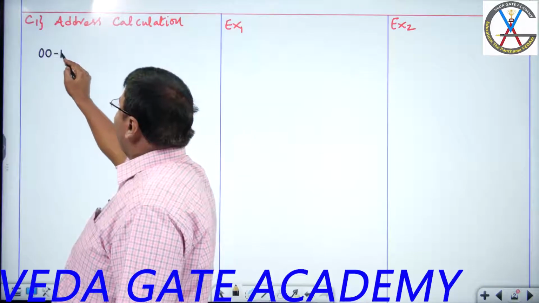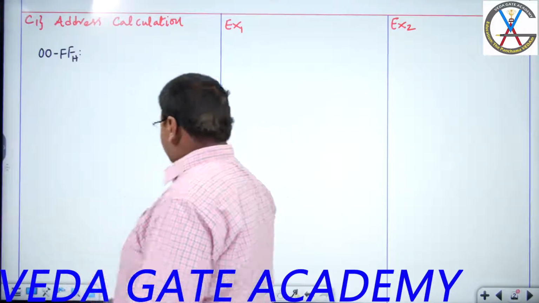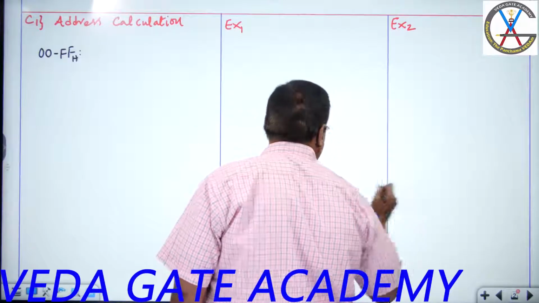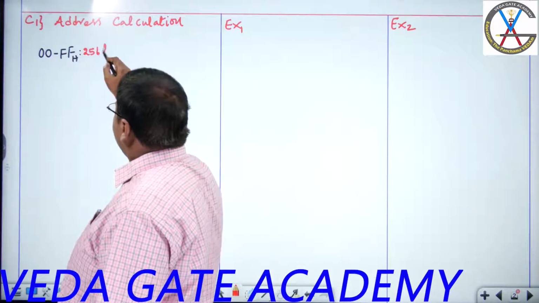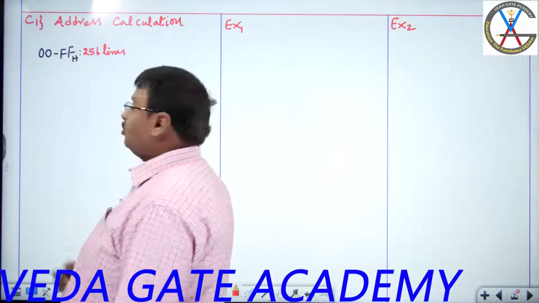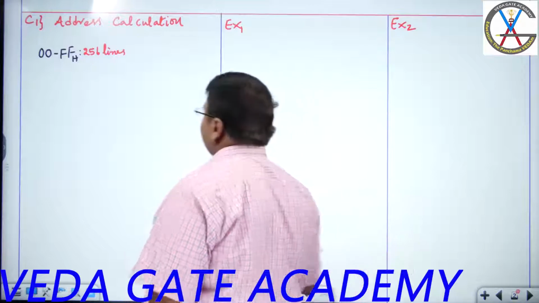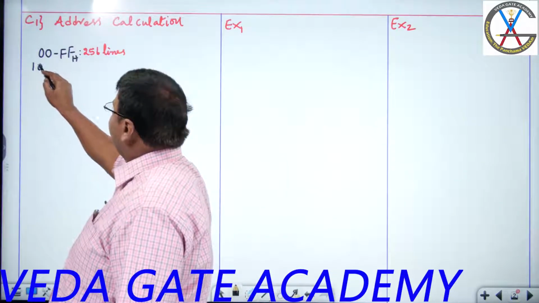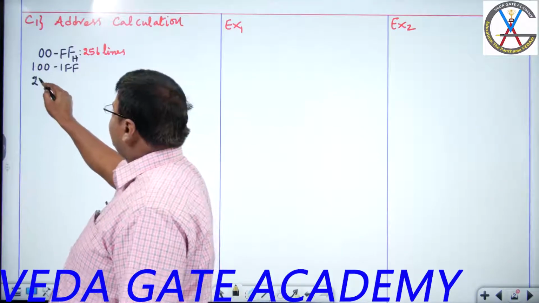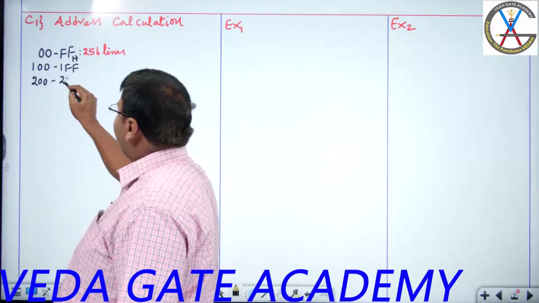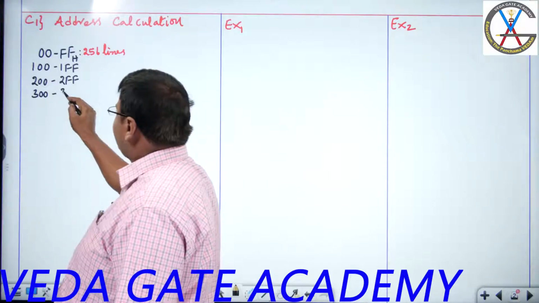00 to FF, hexadecimal. How many lines, students? 00 to FF is 256 lines, agreed? This number is 256. Continuation: 100 to 1FF, 200 to 2FF, 300 to 3FF. Are you clear?